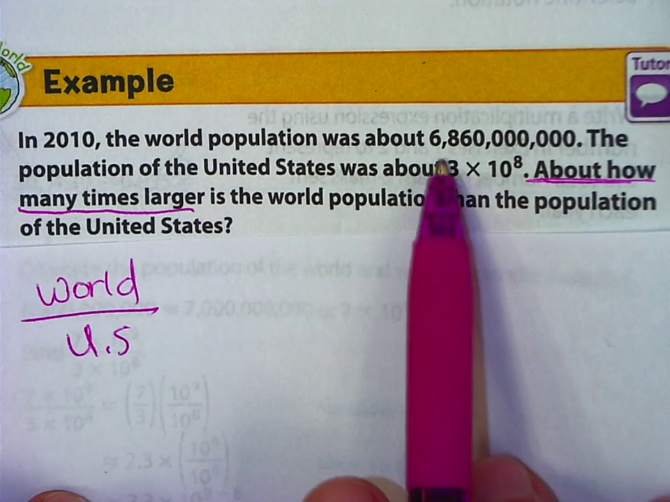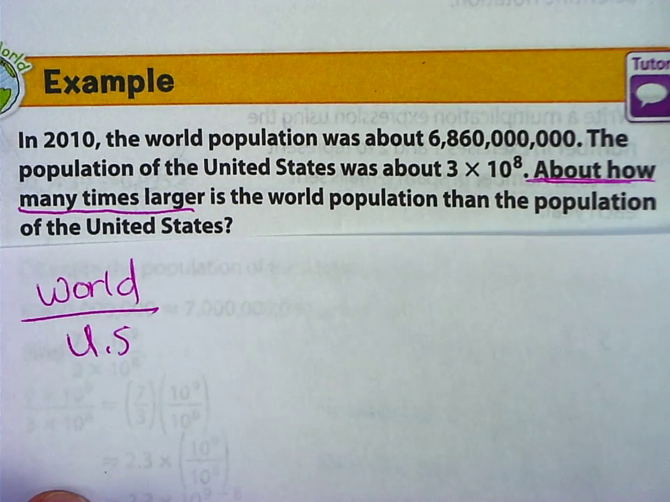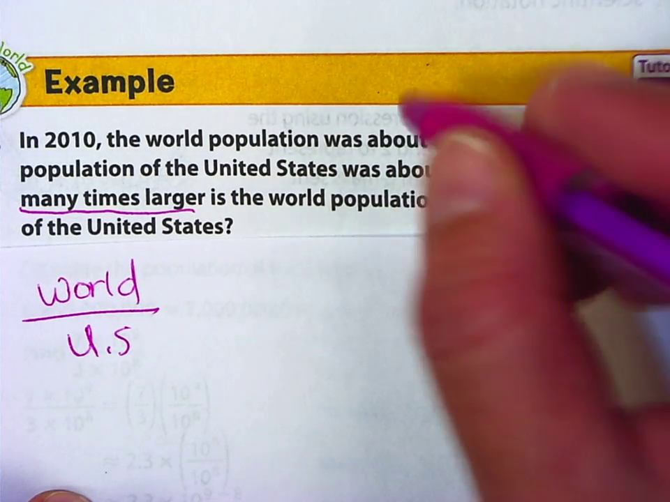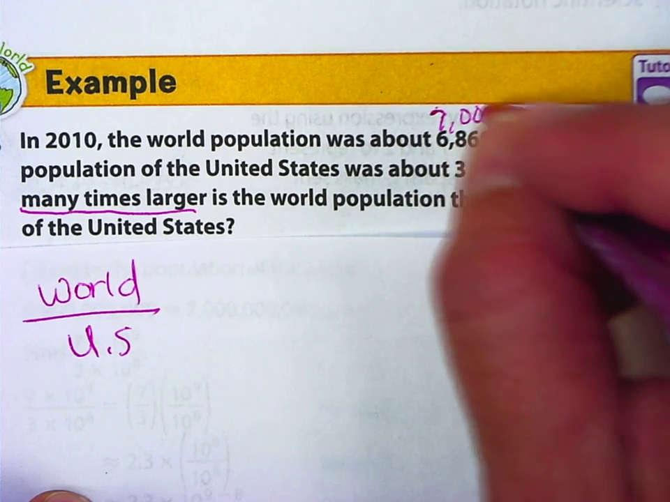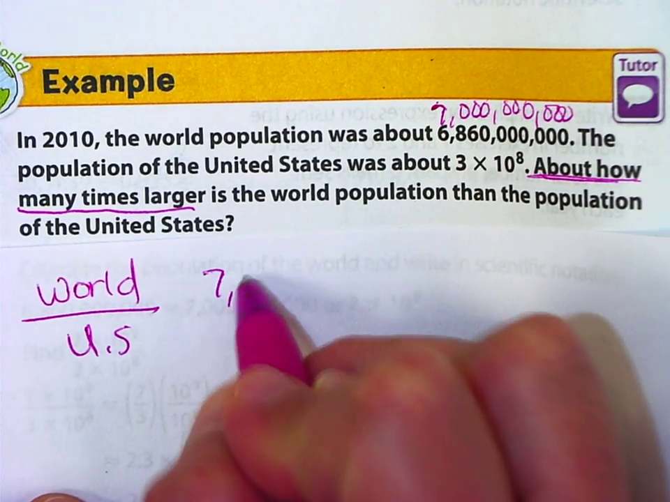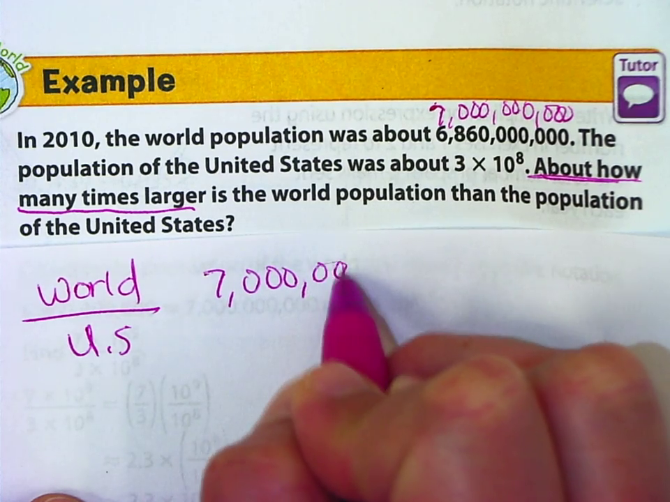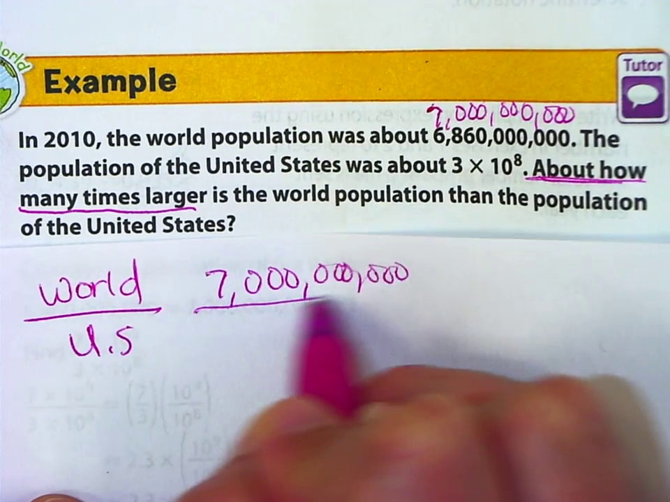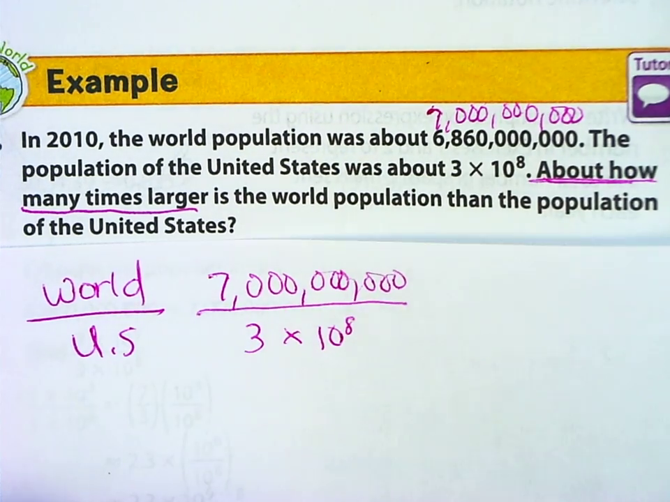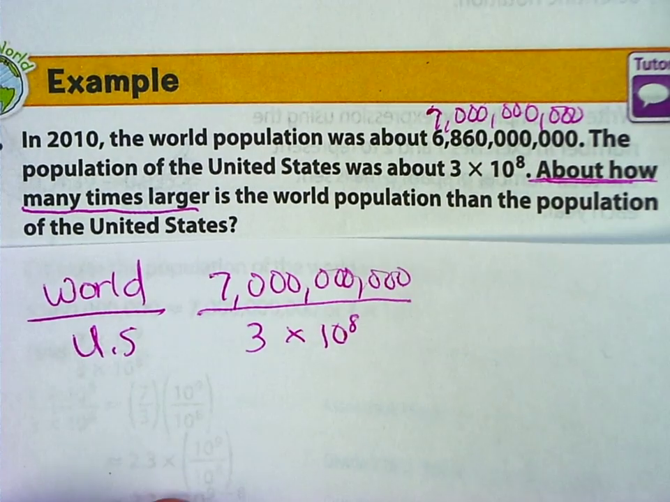Or 860 million. So we're going to estimate that number. We're actually going to round that. 6,860,000,000 is about 7 billion. So let's just round up and make it a little bit easier to deal with, divided by the United States, which is 3 times 10 to the 8th. Well, we now have two different types of numbers.